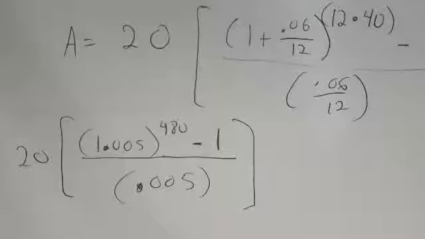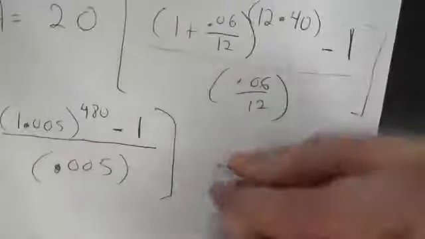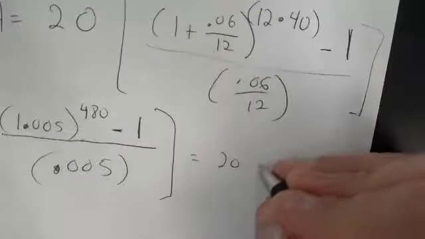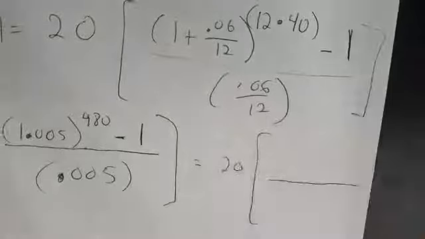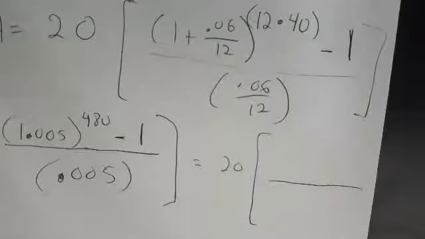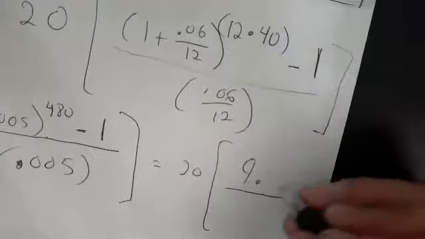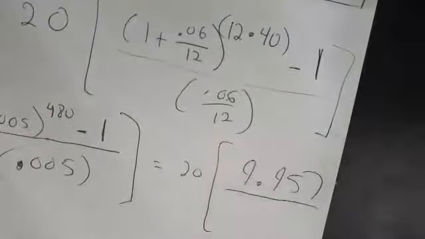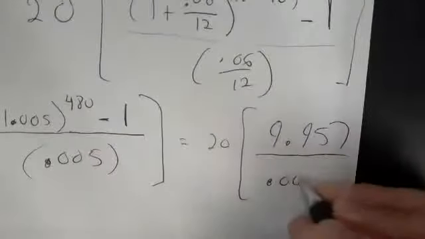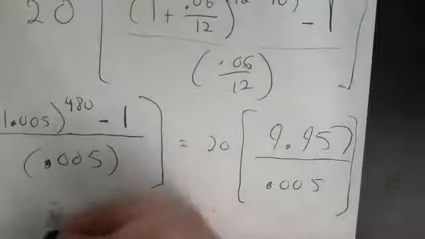So 1.005, I raise that to the 480, and I subtract 1. I'm probably not going to round it when I do the calculation, so if you're a little bit off, it's probably a rounding error. So 9.957, I'm getting somewhere in that ballpark. And this is 0.005, so I have to take the 9.957, divide it by 0.005, and then multiply it by 20. So it's going to be 1991 by 20.